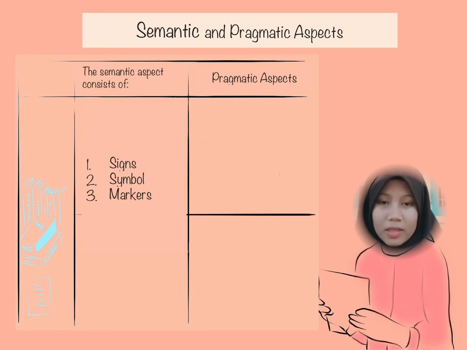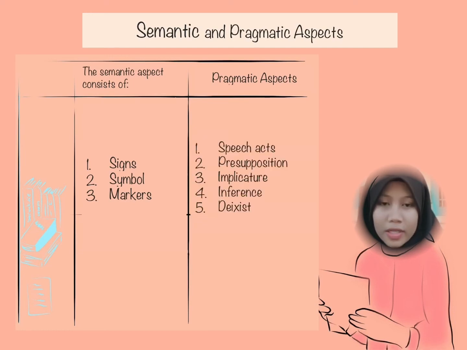Pragmatic aspects consist of: first, speech activity, which is the activity of someone using language to the speech partner in order to communicate something. Second, presupposition, an assumption in the sense that before the speaker or reader says something, he already has a presumption about the thing being discussed.